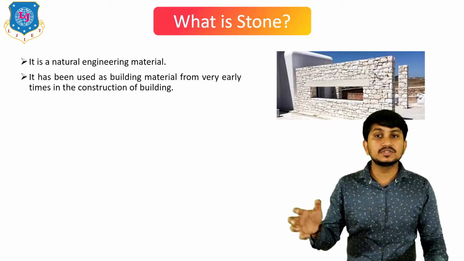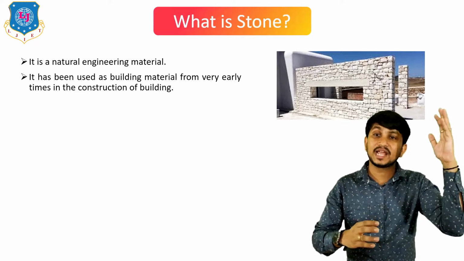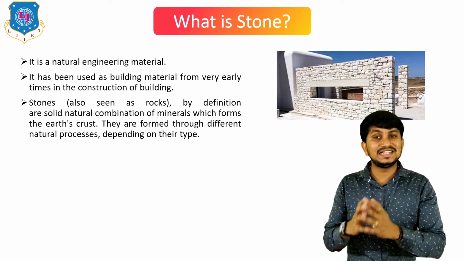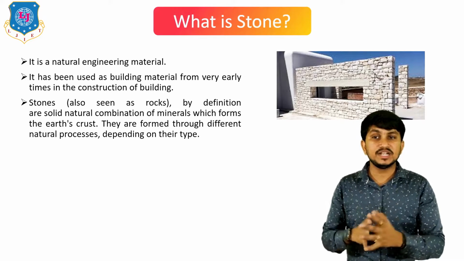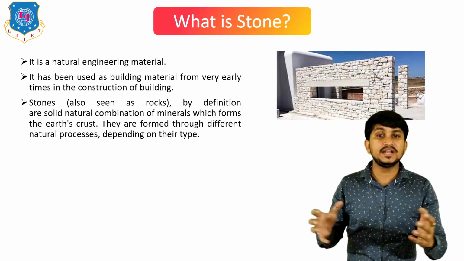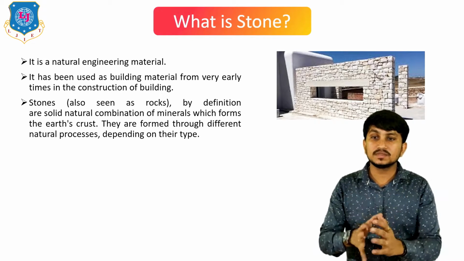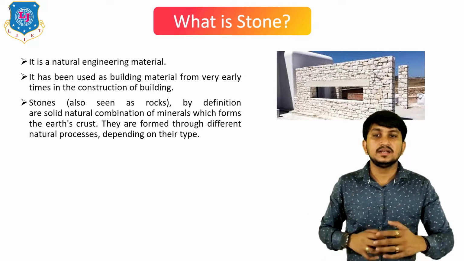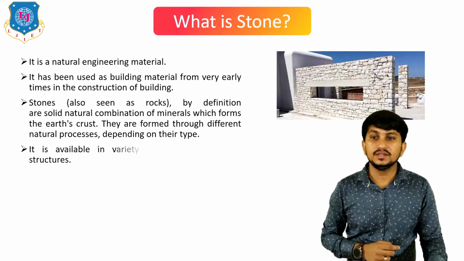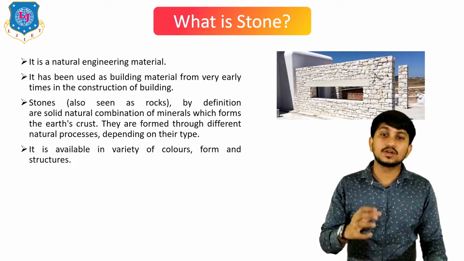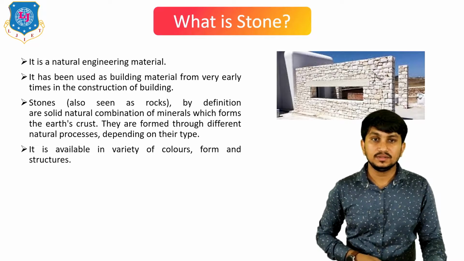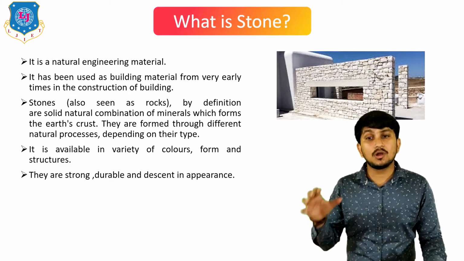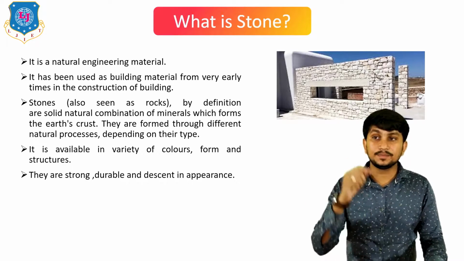Okay, it has been used as a building material from very early times in the construction of the building. The stones, also seen as rocks, by definition are solid natural combination of minerals which forms the earth's crust. They are formed through different natural processes depending on their type. It is available in a variety of colors, forms and structures. This is the oldest material used for civil engineering. They are strong, durable and decent in appearance.